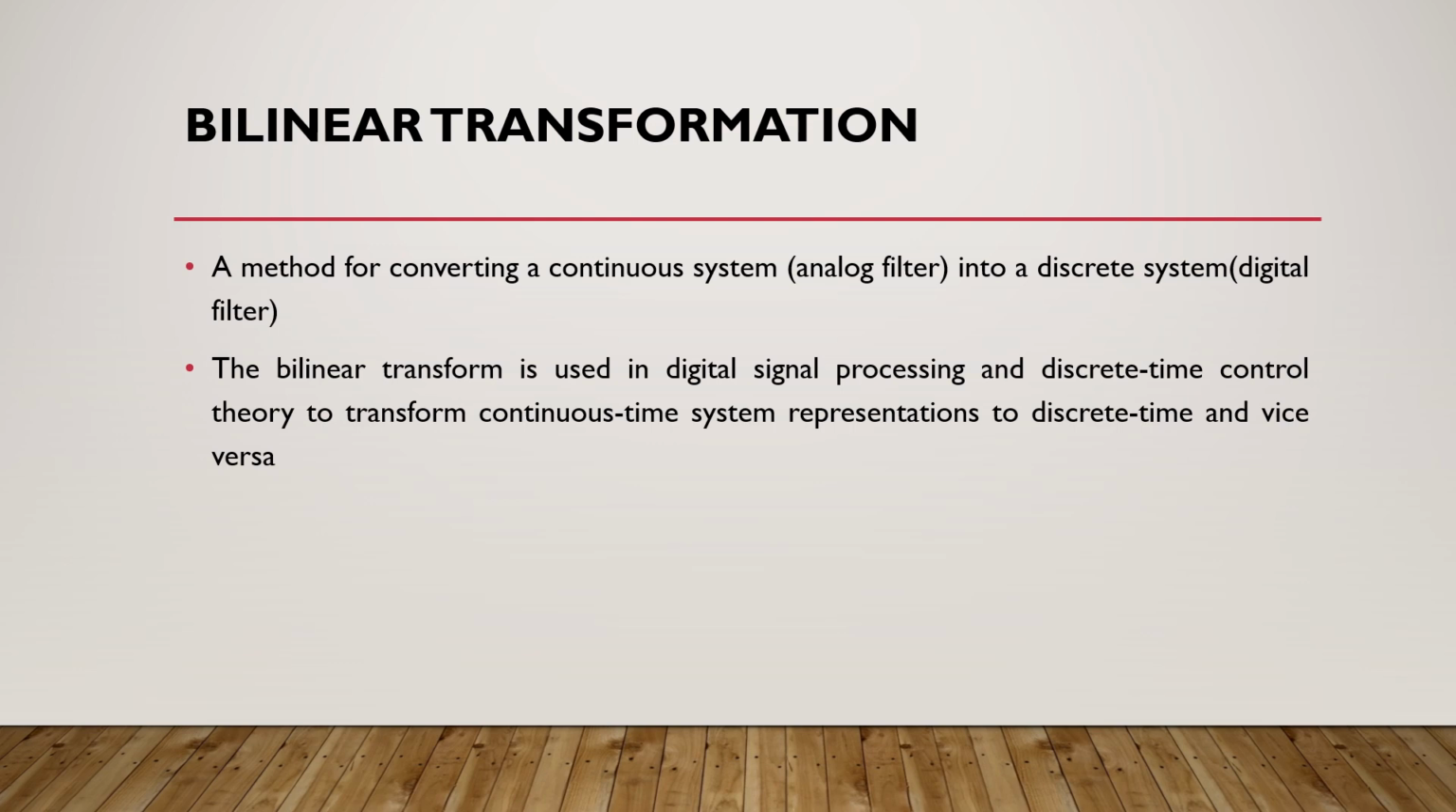Bilinear transformation is basically a method for converting a continuous system into a discrete system. The bilinear transformation is used in digital signal processing and discrete time control theory to transform the continuous time system representation to discrete time. Basically, we can get the data in continuous form and also convert it into discrete form by using different methods. In today's lab, we are using the bilinear transformation method to perform this operation.